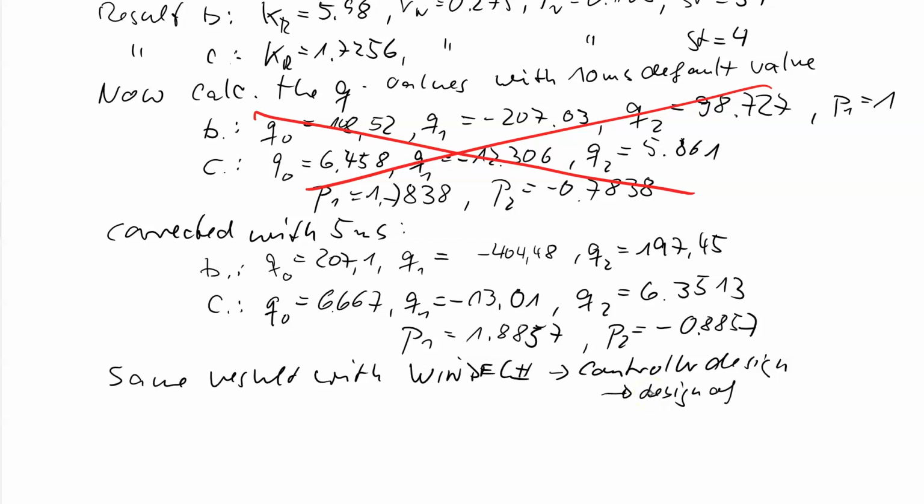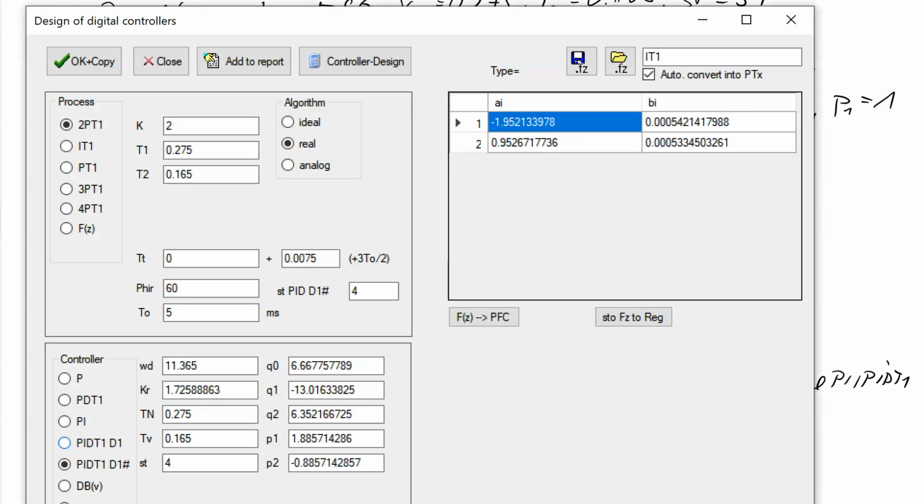Design of digital PIDT1. Then you get this window, and now you see the coefficients fit. Q0 is 207, negative 404, and so on. These are the values you can find now in OneNote, corrected values, and the other values here for the one sharp result. Then of course also fits to that what RexiSharp has calculated.